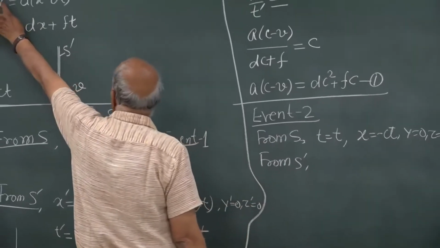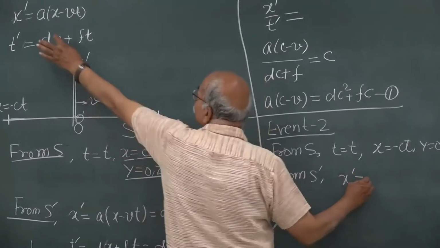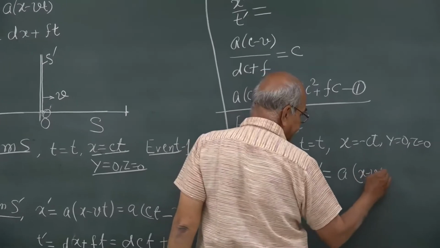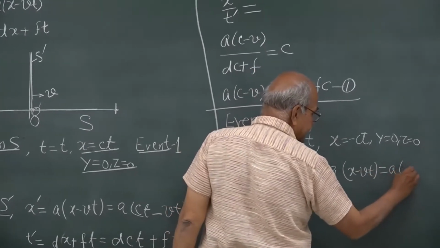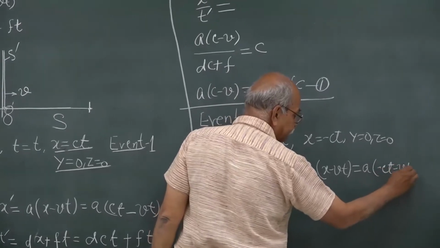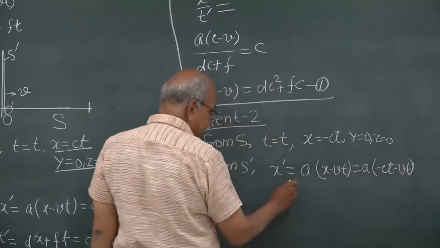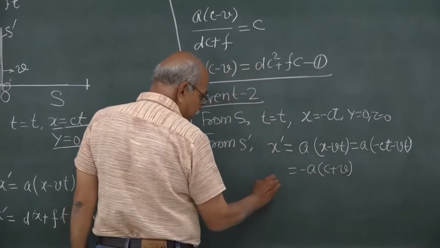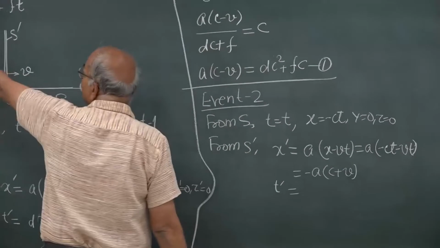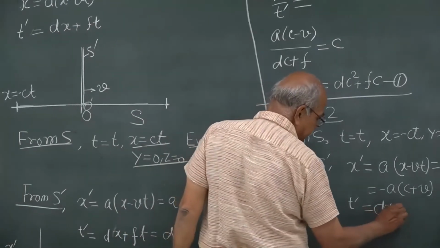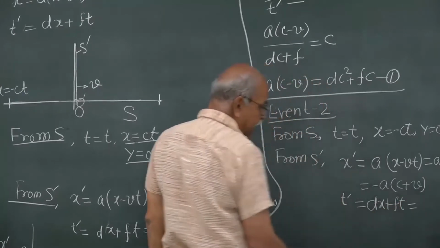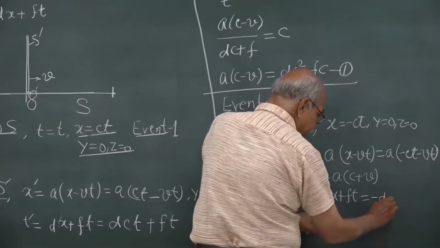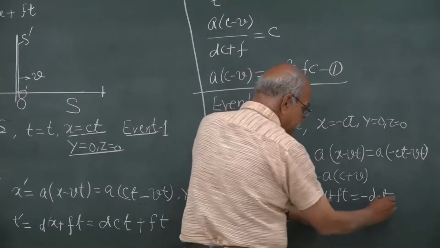So, you can write from S prime. x prime is equal to A into x minus Vt, and what is x? x is minus Ct, so minus Ct minus Vt, that is x prime equals minus A into c plus v, times t. And what is t prime? t prime is equal to Dx plus Ft. x is minus ct, so it is minus D c t plus F t.